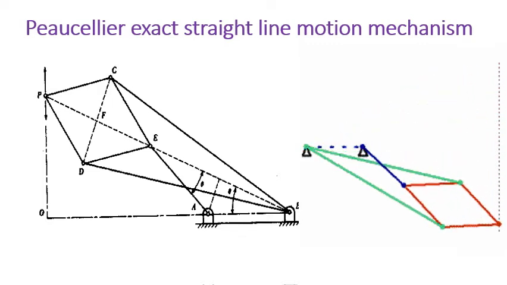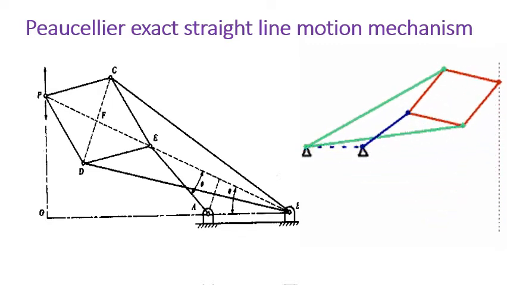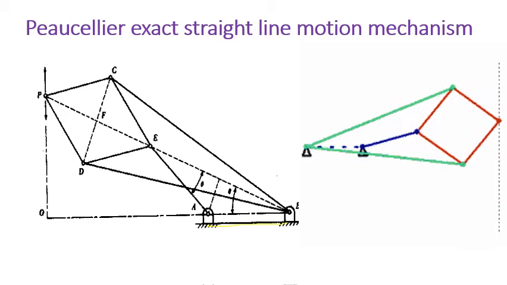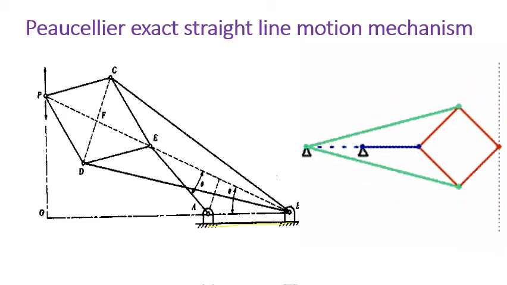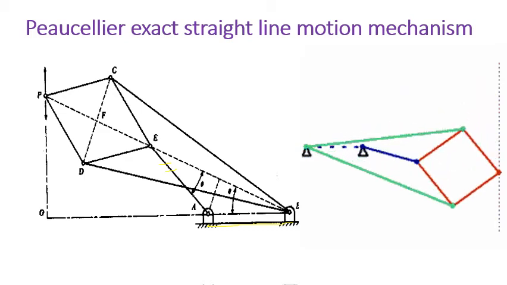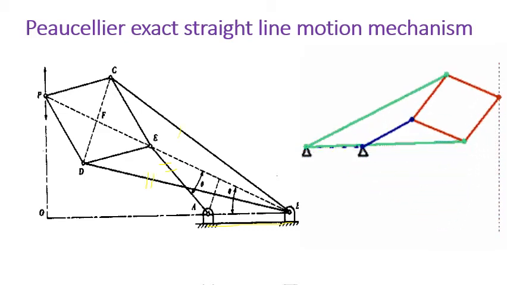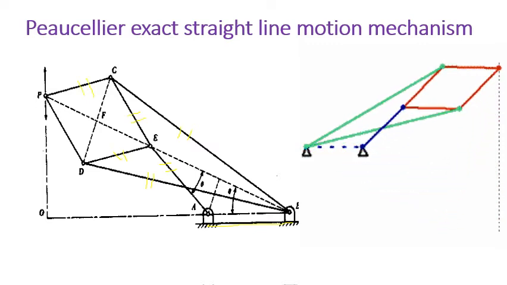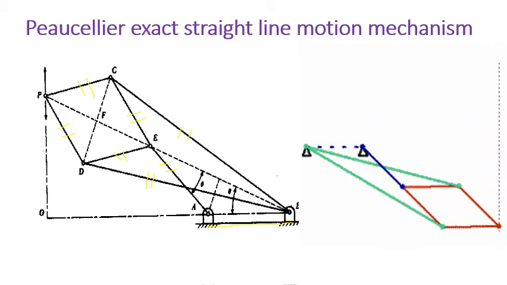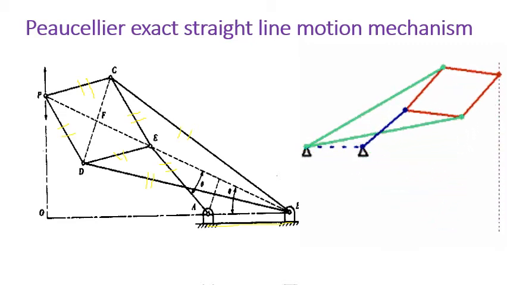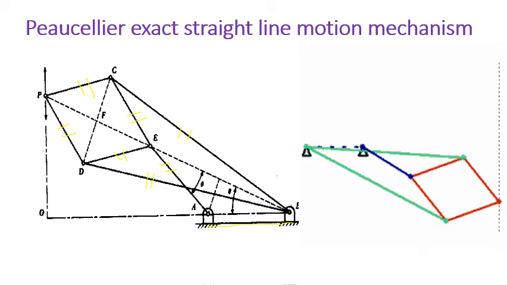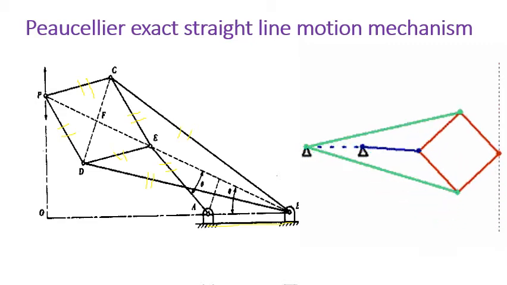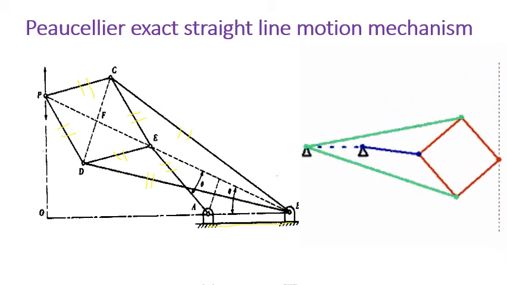It consists of 8 links. Link number 1 is always the fixed frame link, and this is link number 2. AE is link number 2, then link number 3, link number 4, 5, 6, 7, 8. So it consists of 8 links. In this mechanism, link AE is the input link, and all the links have turning pairs or revolute pairs.